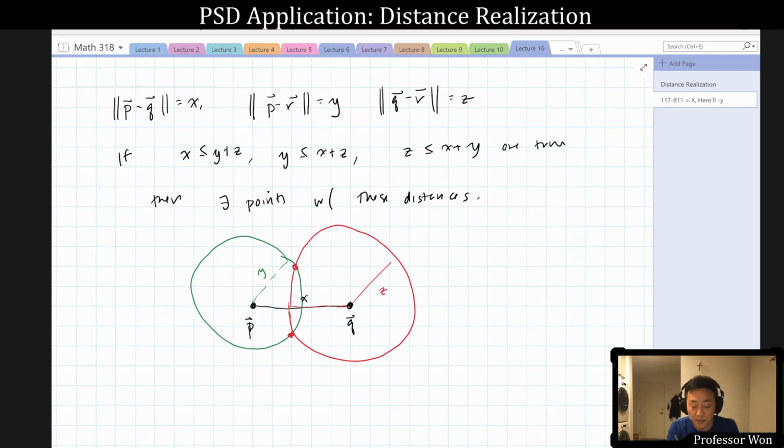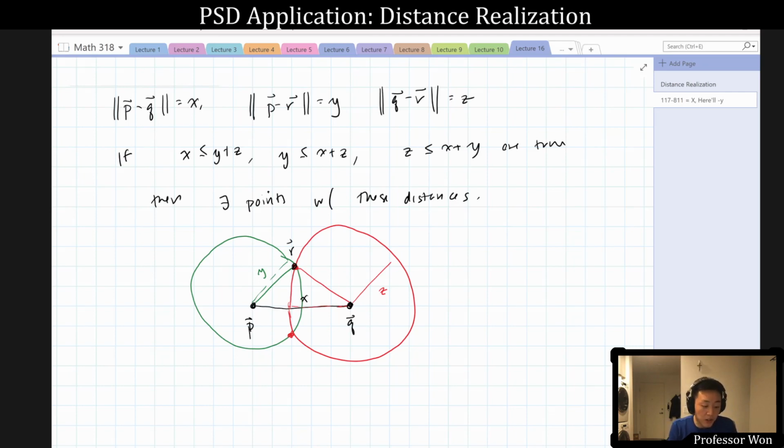And then you can just pick either point here. I mean, they should actually be placed symmetrically. It doesn't look like it in the picture. And then that will give you all the distances that you want, right? So it's not so hard to see that as long as you satisfy the triangle inequality, it's possible to place 3 points satisfying the distances that you want.